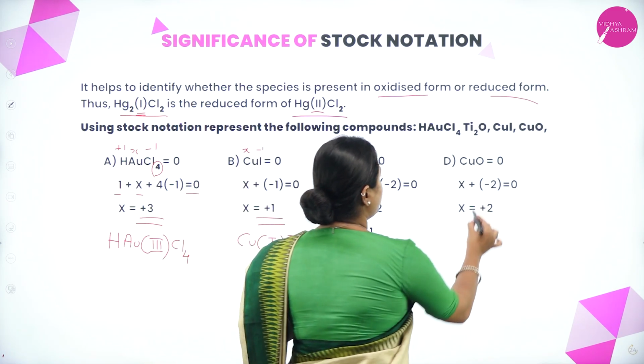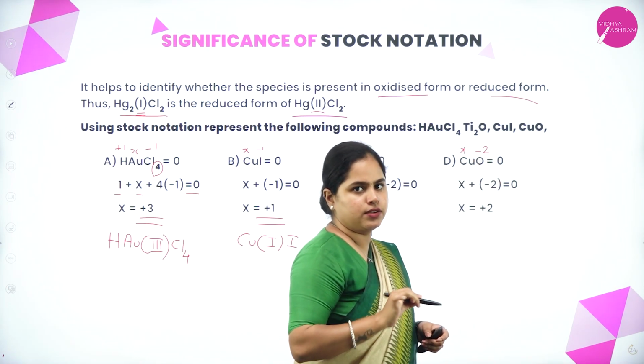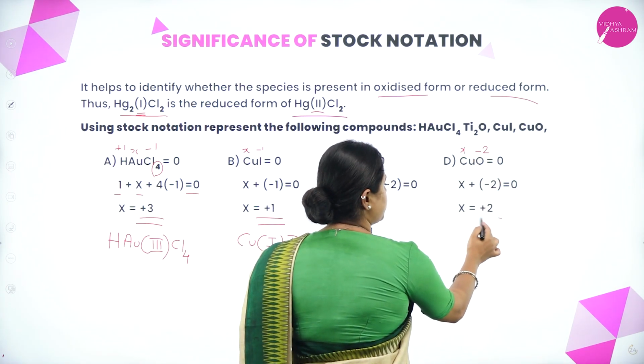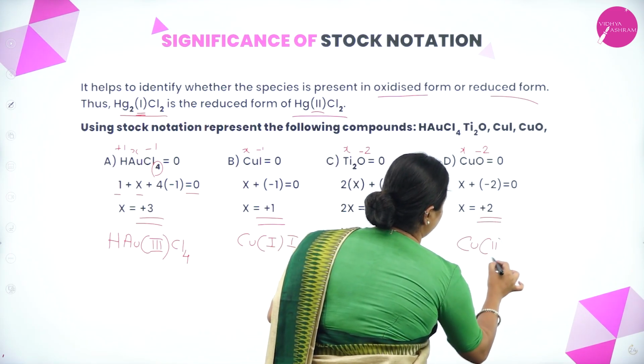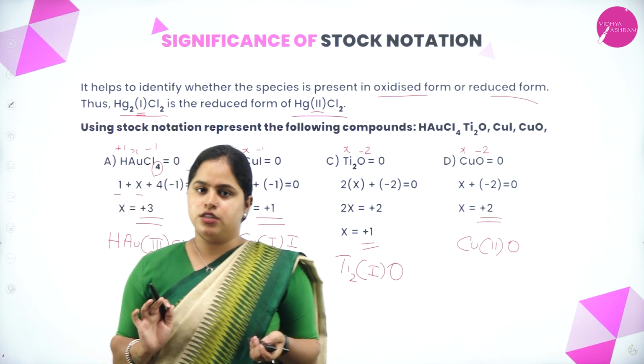Moving on to the next one, CuO, copper oxide. So it is -2 again, and here it is X. We don't know. So X -2 is equal to 0. X is equal to +2. So copper (II) oxide. Okay, so I hope it is clear. So this is how you represent the stock notation.